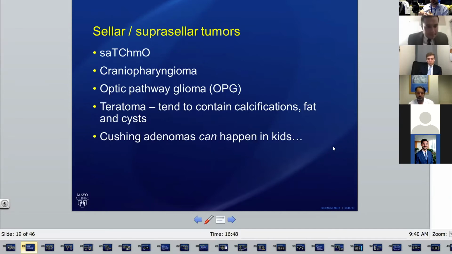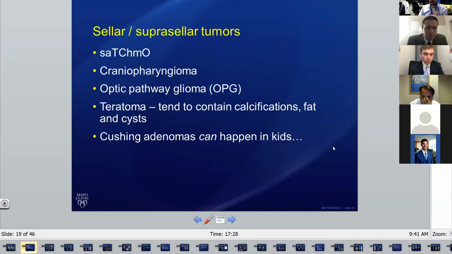In the sellar and suprasellar space, most of you are familiar with the SATCHMO mnemonic here, of course, standing for sellar mass or pituitary adenoma, aneurysm, teratoma, craniopharyngioma, hamartoma, meningioma, and optic pathway glioma. So this is what most people will rattle off whenever they're listing a differential for masses in the suprasellar space. And in kids, you can really narrow down the diagnosis if you just know a few key imaging features. You can make yourself look a lot smarter. I'll focus on the three that are much more common in kids and that you'll probably see at some point in your practice: craniopharyngioma, different variants of optic pathway glioma, and teratoma.